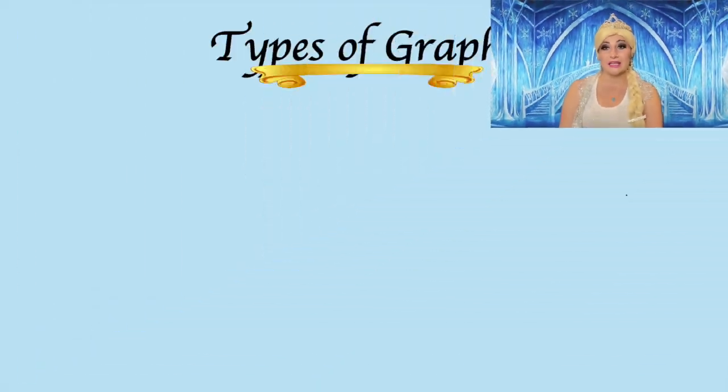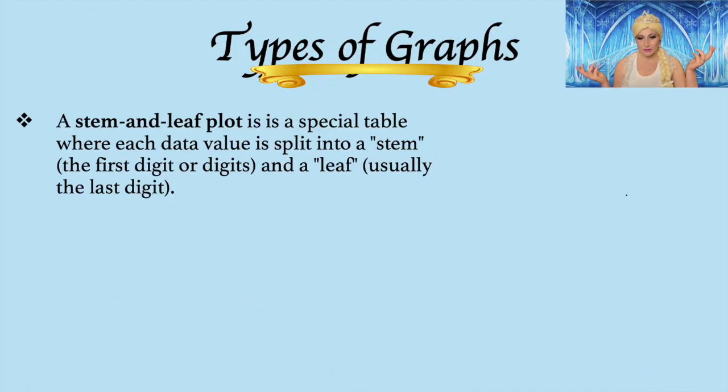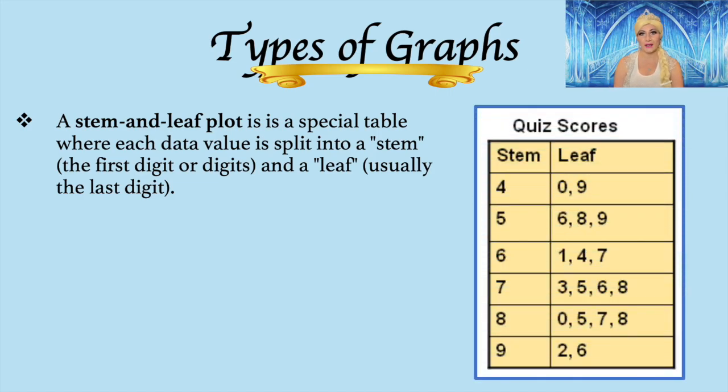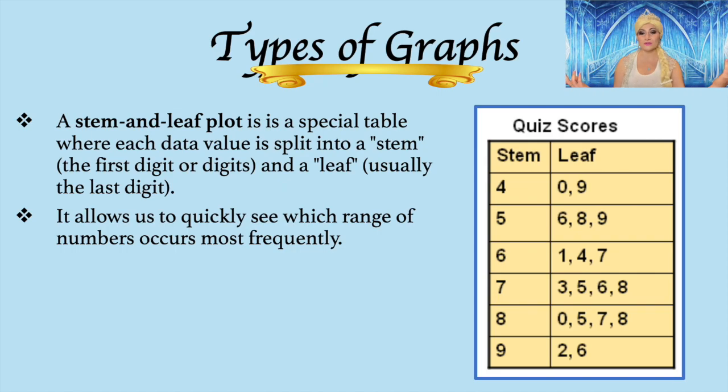The last type of graph we'll talk about is a stem and leaf plot. The stem and leaf plot is a special table, really, where each data value is split into a stem, the first digit, and the leaf, the last digit. So for example, if you have a stem of 4 and a leaf of 0, that means the data point would be 40. If you have a stem of 4 and a leaf of 9, that score would be 49. So stem and leaf plots allow us to see which range of numbers occurred most frequently in a really quick way. So that concludes the different types of graphs that we're going to learn about.